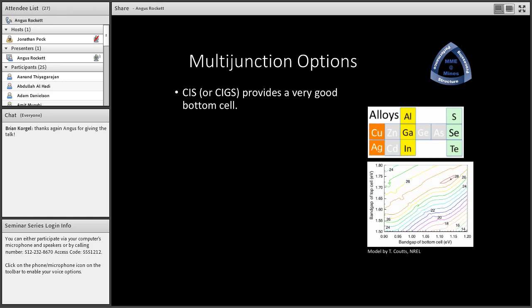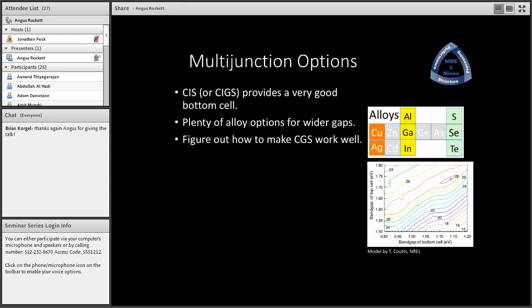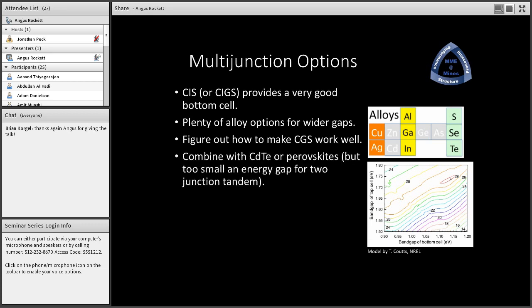certainly what we'd like to do, we have the advantage that there are a tremendous number of materials that we could choose from. Copper-indium diselenide itself provides a very good bottom cell because that's a 1 eV gap material, and we can make quite nice devices, but they're too low on energy gap for normal operation. But there are plenty of alloy options for wider gap materials. The trouble is that most of those wider gap materials, like copper gallium diselenide, for example, or CGS, don't work very well. So as we increase the energy gap, pretty much uniformly all of these materials fail.